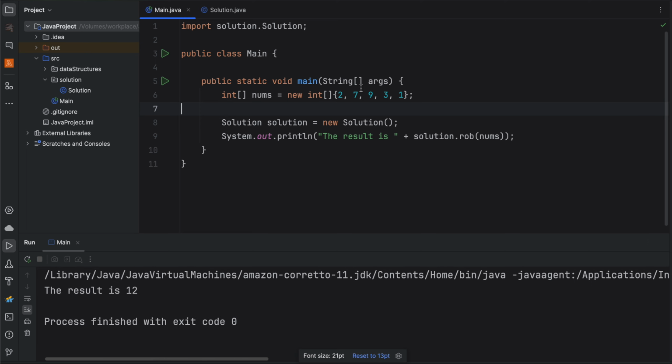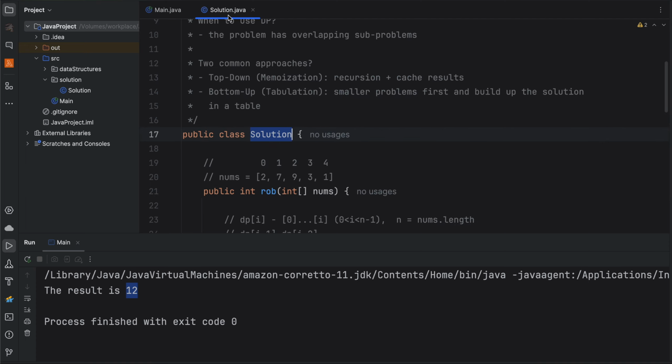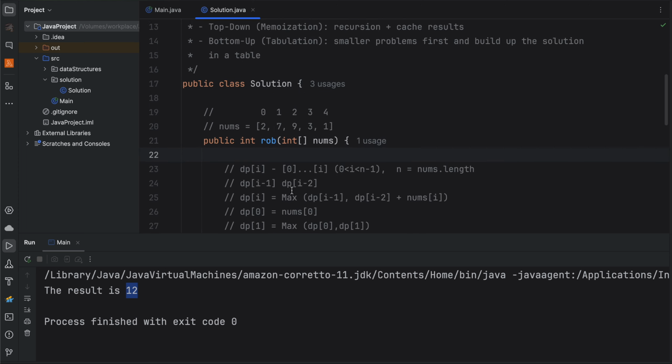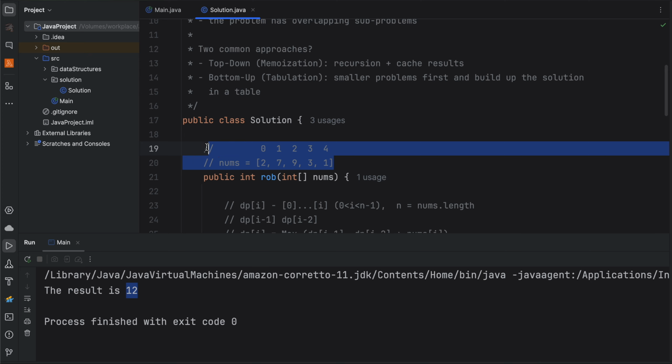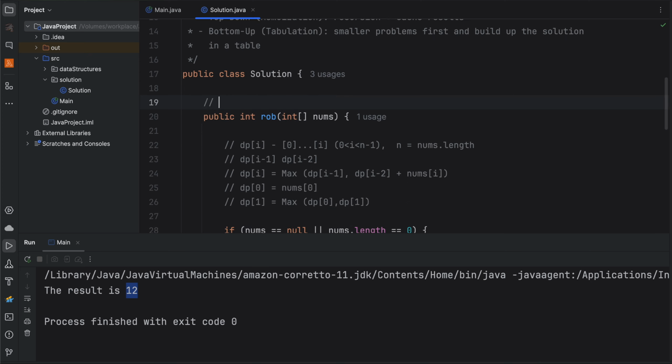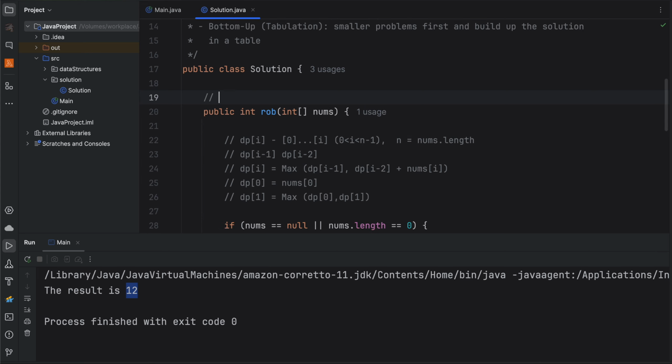Okay, and the solution in this case is 12. So this is the correct solution by taking the money from the first, third and fifth house. 2 plus 9 plus 1 is 12, and that's why the solution in this case is 12. So this is the optimal solution as well. So let's just quickly go through the time complexity of the solution and through the space complexity as well, because I feel like this solution can be optimized when it comes to the space complexity.